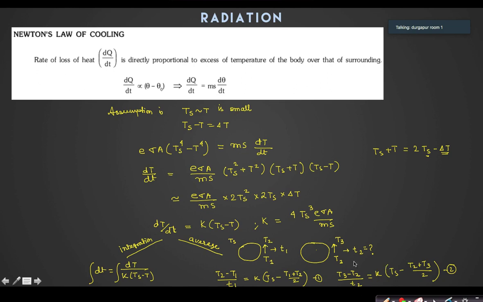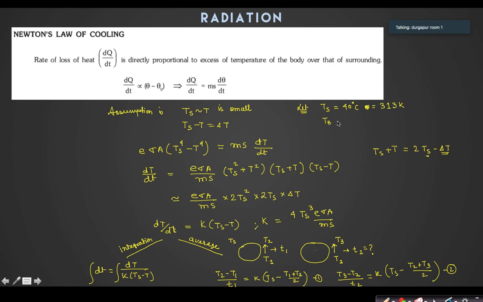So suppose the surrounding temperature is 40 degrees Celsius. 40 degrees Celsius means how much Kelvin? Plus 273 if you do, then 313.